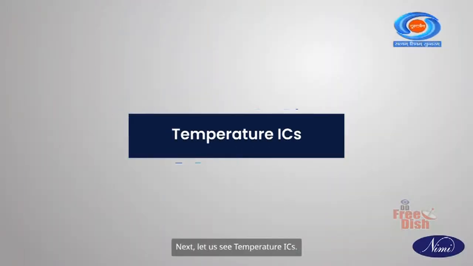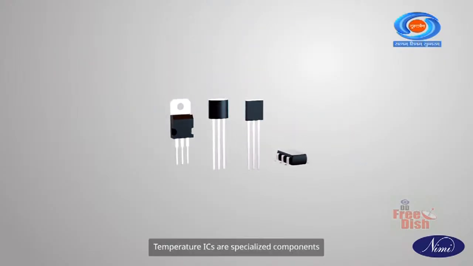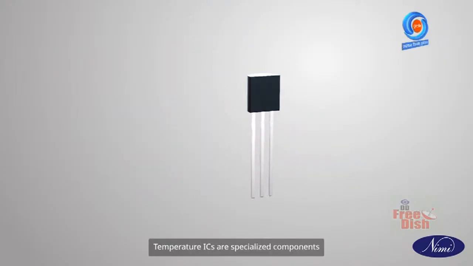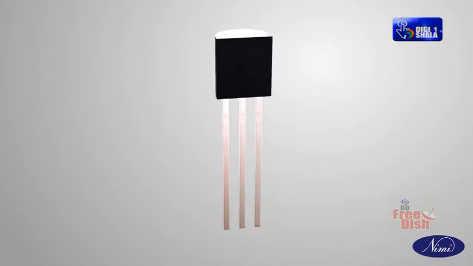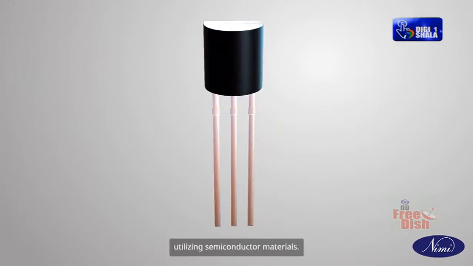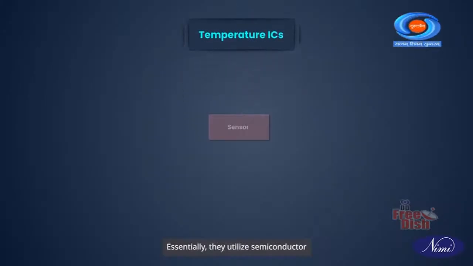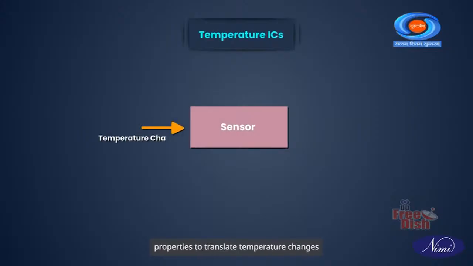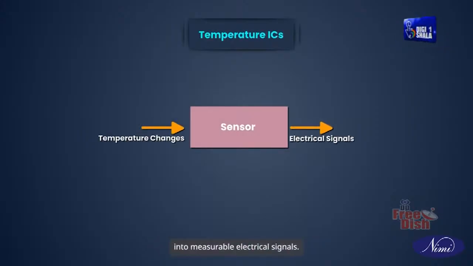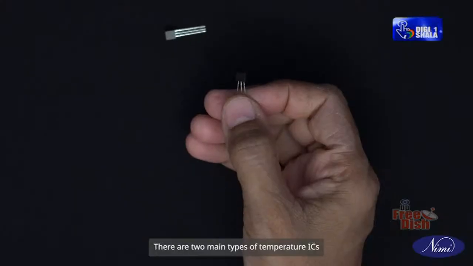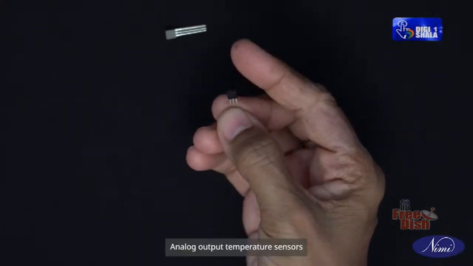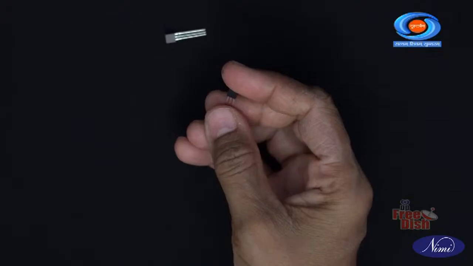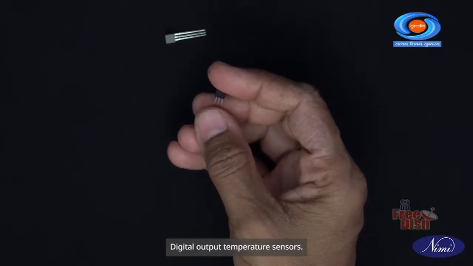Next, let us see temperature ICs. Temperature ICs are specialized components engineered for temperature measurement utilizing semiconductor materials. Essentially, they utilize semiconductor properties to translate temperature changes into measurable electrical signals. There are two main types of temperature ICs: analog output temperature sensors and digital output temperature sensors.